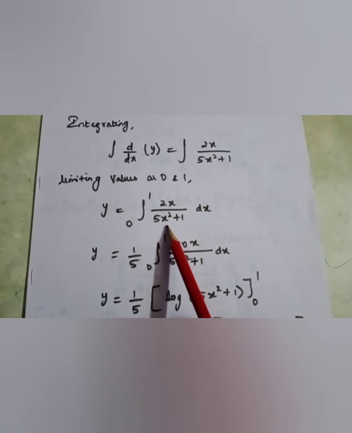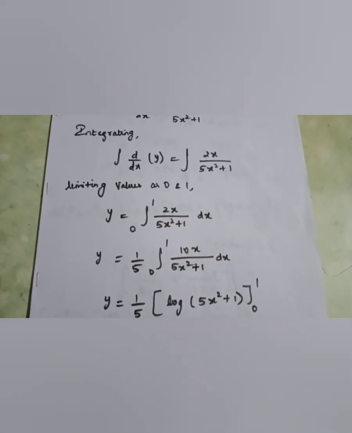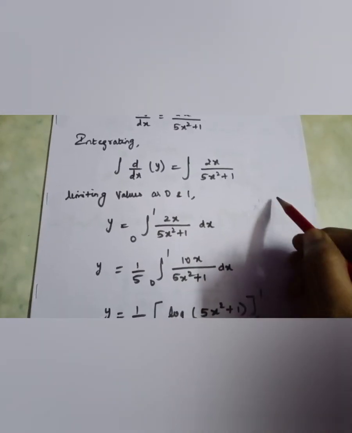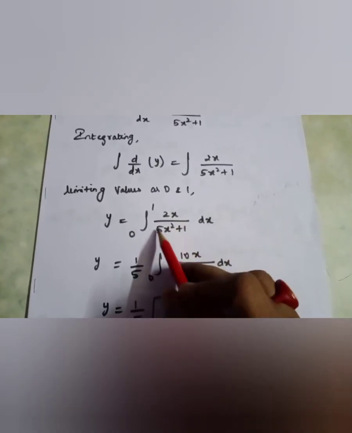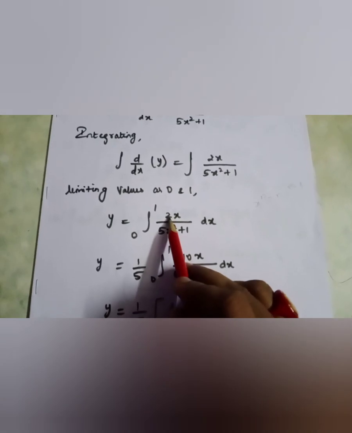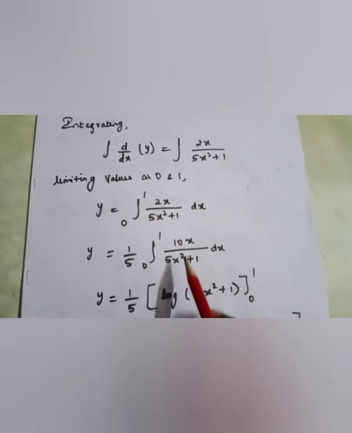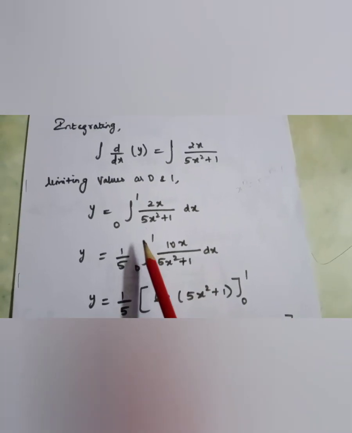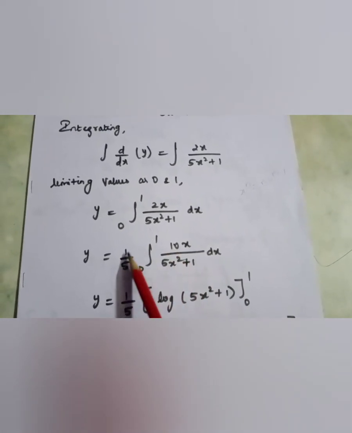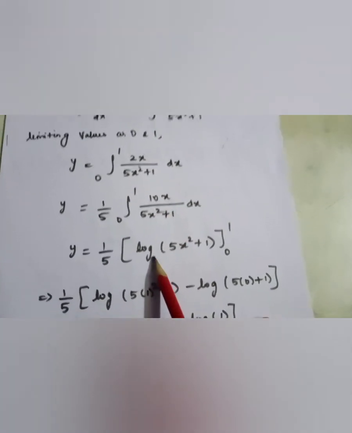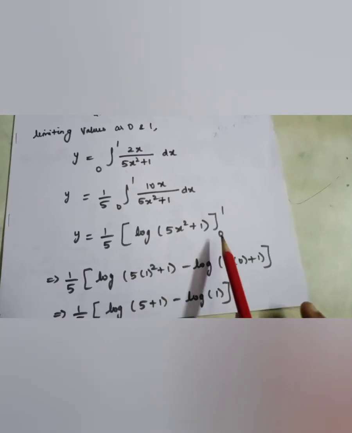Now if I see this denominator, it is 5x squared. If I differentiate that, we know the x power n formula gives n x power n minus 1, so 5 into 2 becomes 10x. So in the numerator, if I multiply by 5, I will get 10. So I multiply and divide by 5, which is why I have a 1 by 5 here. So it is 10x divided by this expression. When I differentiate the denominator, I get back the numerator. So I can write it as 1 by 5 log of the denominator within the limits 0 to 1.